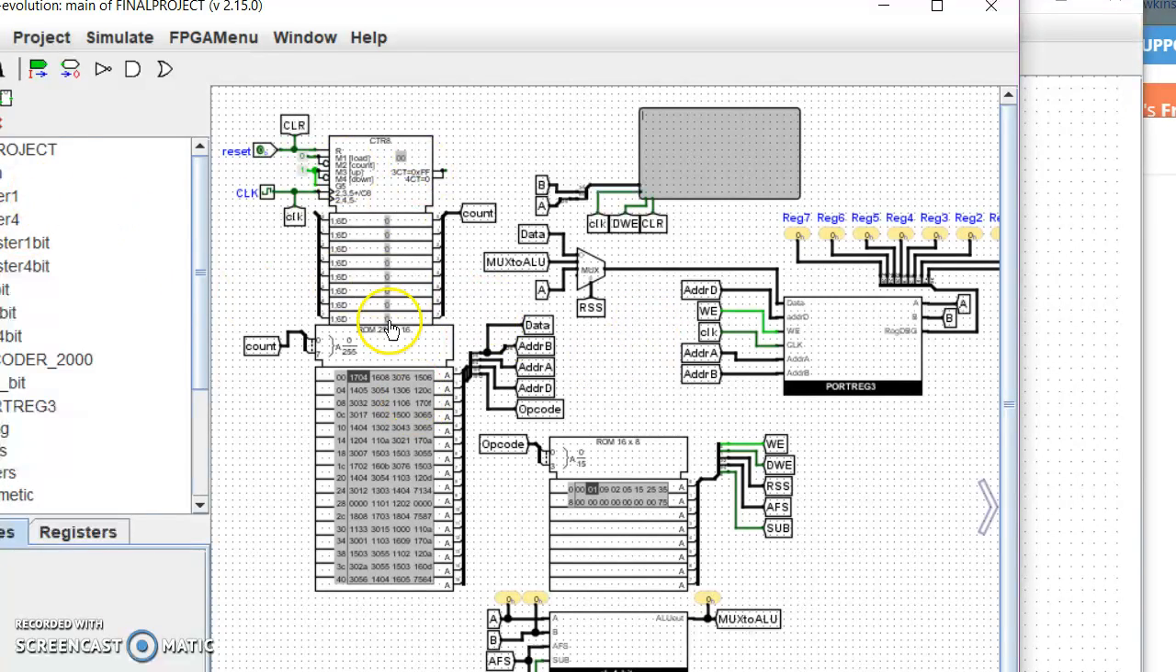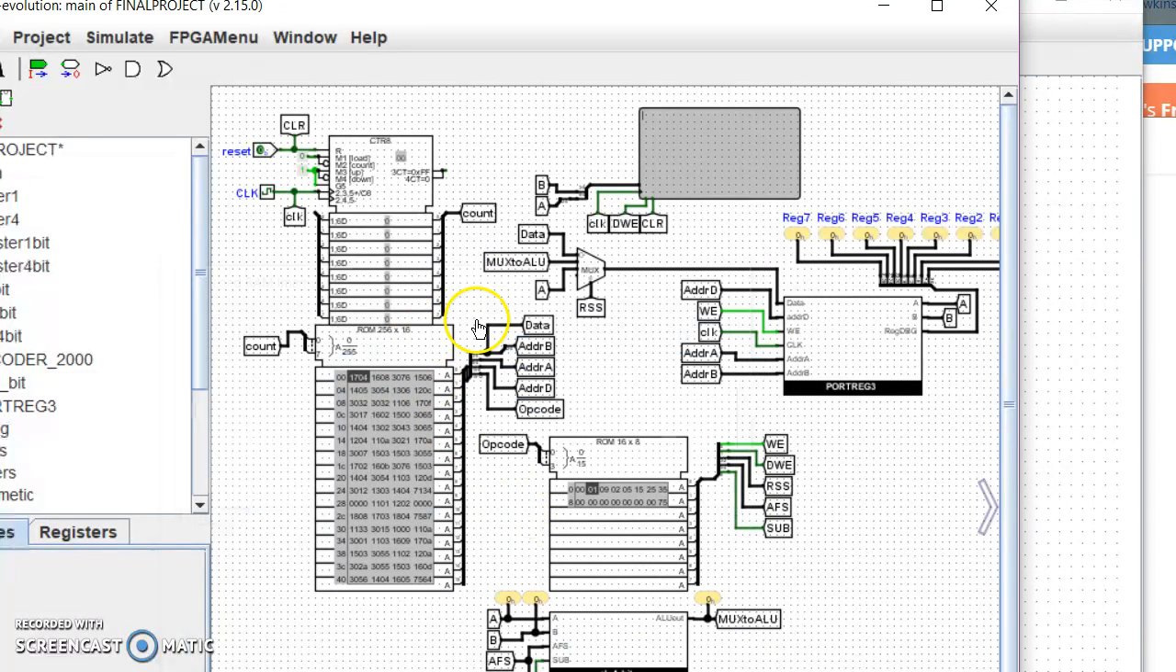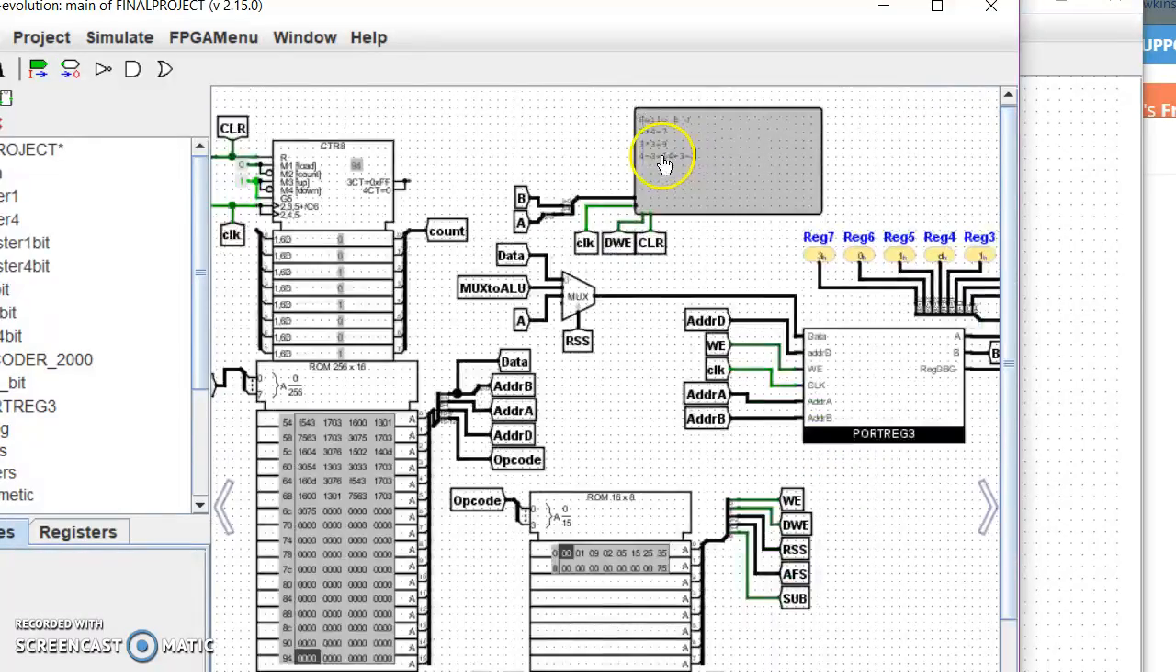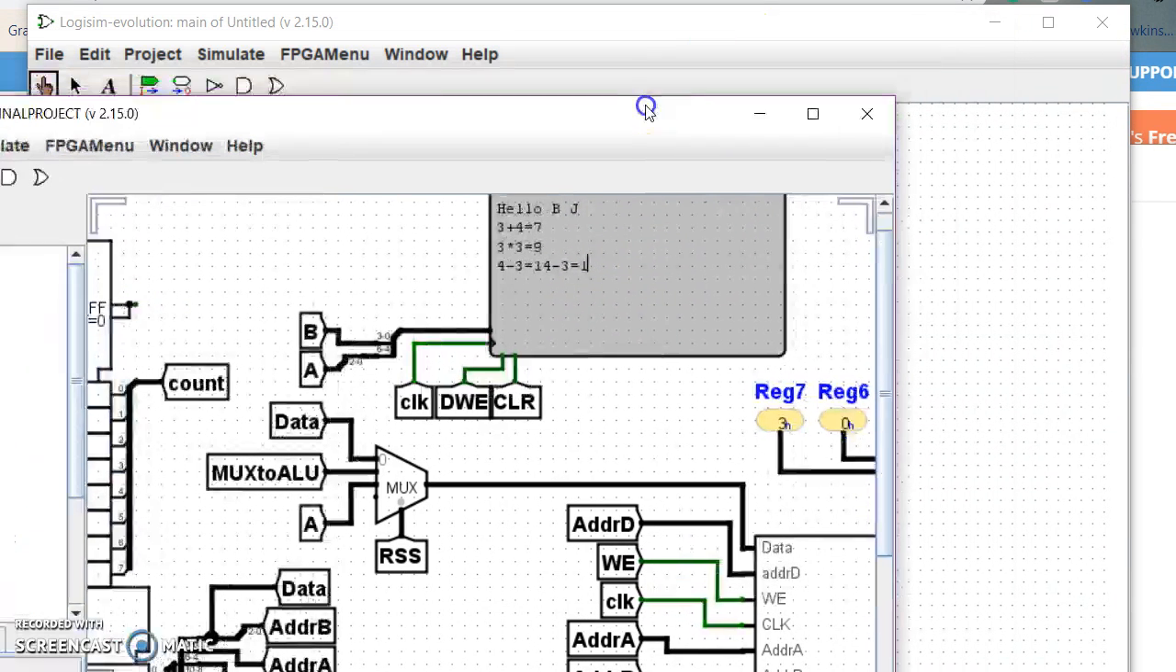Here's my setup. So I will load my code real quick. Here it goes. Okay, sorry. Hopefully you can see this.